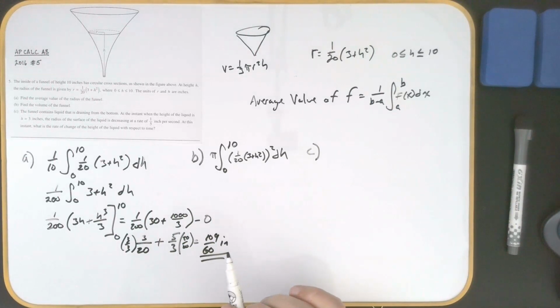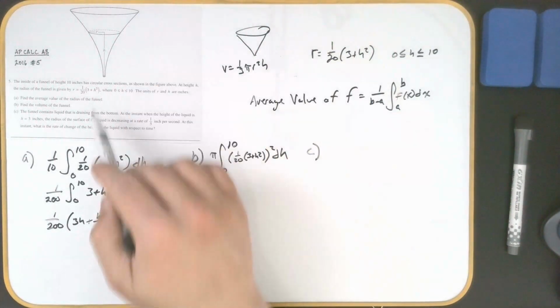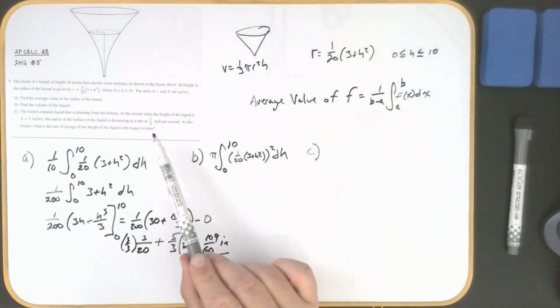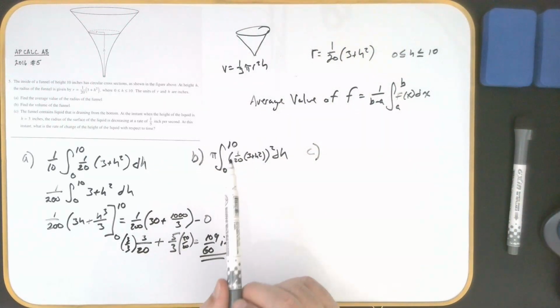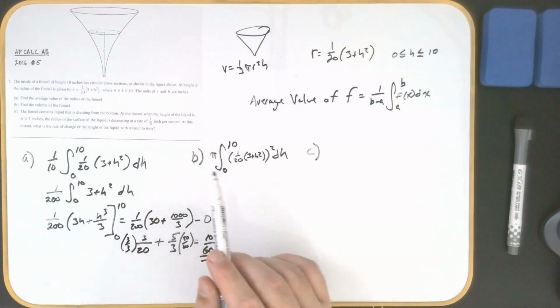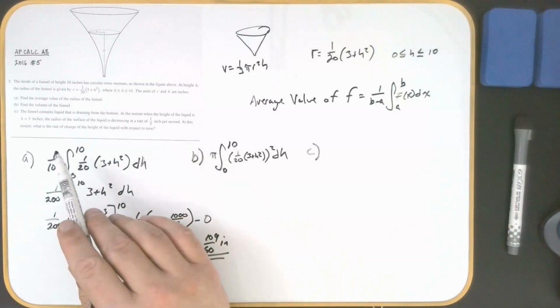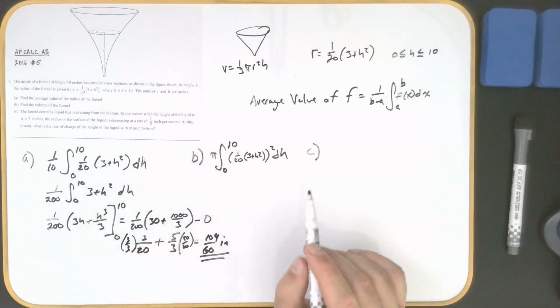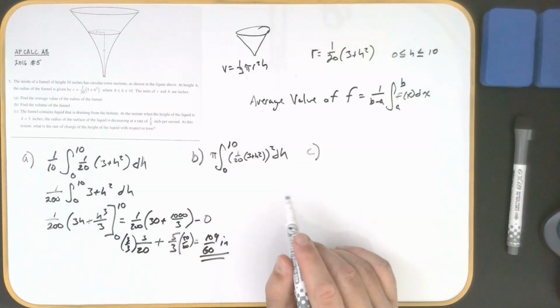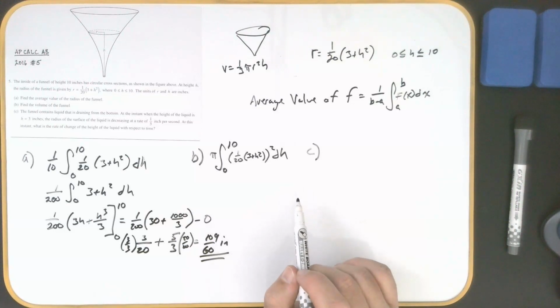Part C says the funnel contains liquid that's draining out the bottom. So that should kind of remind you of the leaky conical tank. At the instant when the height of the liquid is at 3 inches, the radius of the surface of the liquid is decreasing at a rate of 1/5 inch per second. At this instant, what is the rate of change of the height of the liquid with respect to time? So this is the best part of the question that has to do with related rates. And again, probably the best part of the question, in my opinion here.